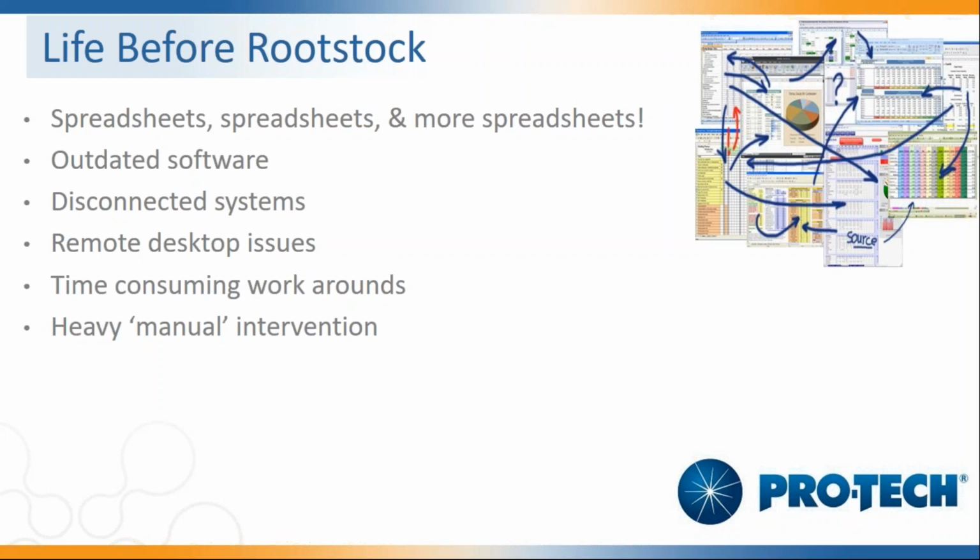Before Rootstock, the way that I like to sum it up is spreadsheets, spreadsheets, and more spreadsheets. We had spreadsheets for everything, to get a lead time, to find out if something was in stock. The problem with using spreadsheets to find out if something is in stock is it's all manual processes to keep it updated. You're relying on a lot of people remembering to do something, so it was always off. So we had a spreadsheet for that.